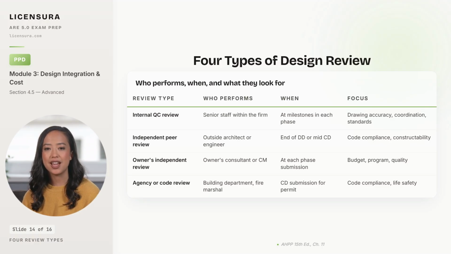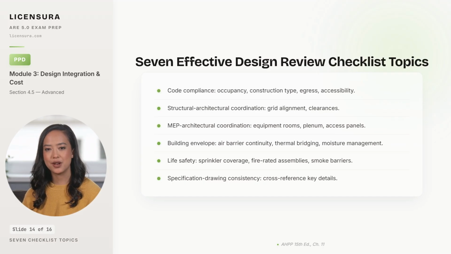7 topics belong on every effective design review checklist. They cover the categories that produce claims. Each one corresponds to a category of claim the architect's professional liability carrier has paid out before. Code compliance covers occupancy classification, construction type, egress, and accessibility, where the IBC and ADA together produce the largest share of post-permit redesigns. Structural architectural coordination covers grid alignment and clearances.